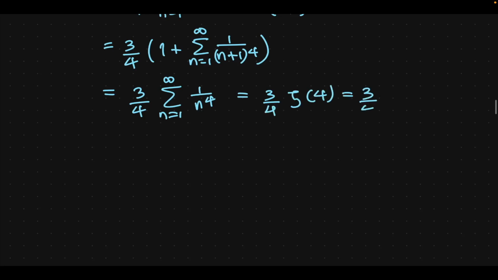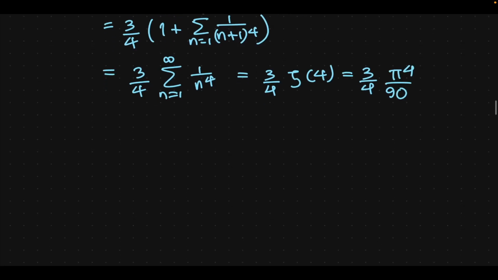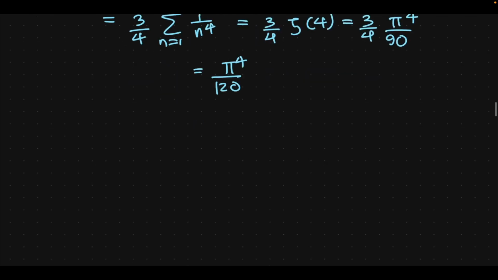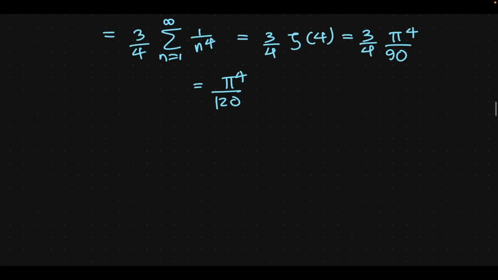which has a nice value of pi to the 4th over 90, which you can also calculate using the Fourier series of x squared and use Parseval's theorem on both sides. We end up with, of course, that, which I believe is the answer.